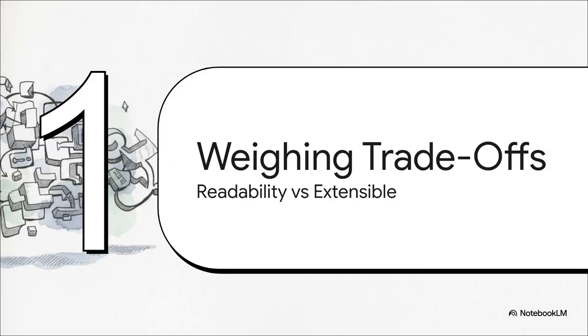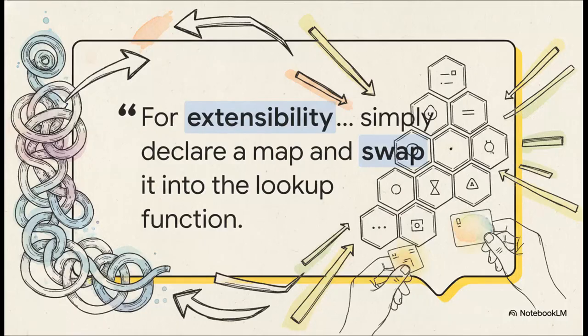Section 4. Weighing the trade-offs. Readability versus extensibility. So what does this all mean? Why bother doing this refactor at all? Well, while the original pattern matching was arguably more straightforward for beginners to read, some people do find zip a bit dense, the real massive benefit here lies in software architecture. As Ang points out, quote, "however, when it comes to extensibility, then we simply just declare a map and swap it into the lookup function."